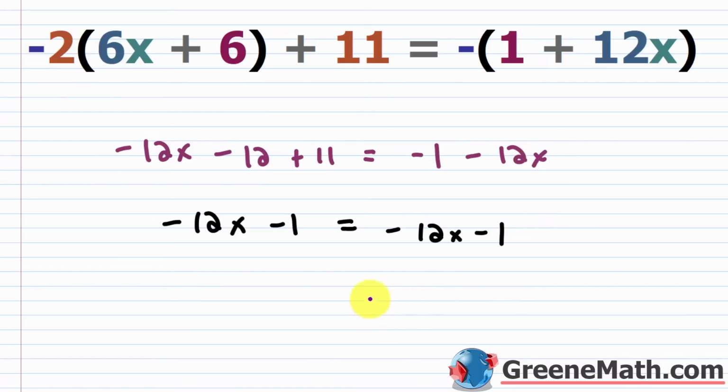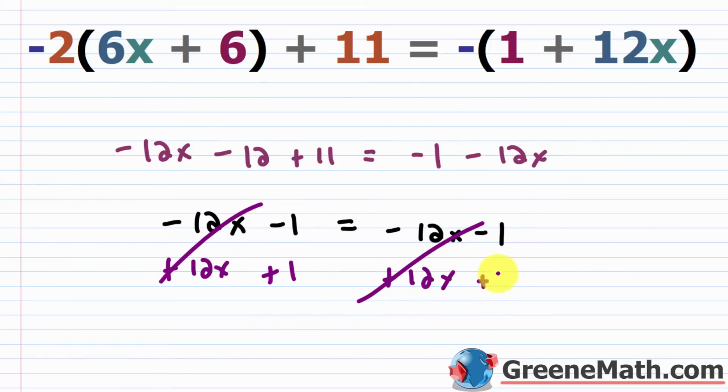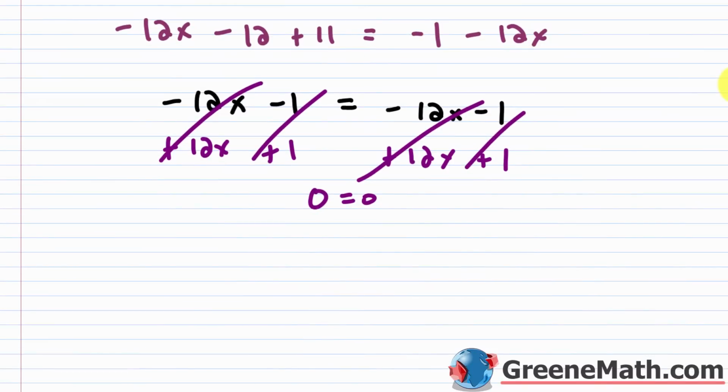And you could also go through the full process. So you could add 12x to both sides of the equation. So this is gone over here and here. You could add 1 to both sides of the equation. So it's gone here and here. So basically you get 0 equals 0, okay, which is a true statement. So this is an identity. It's true no matter what you replace x with. So we'll say this is an identity.